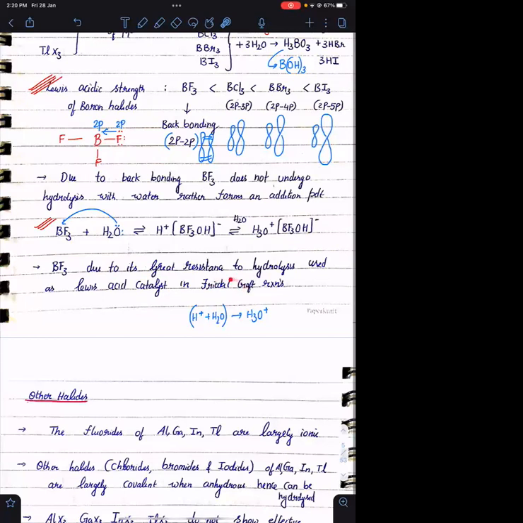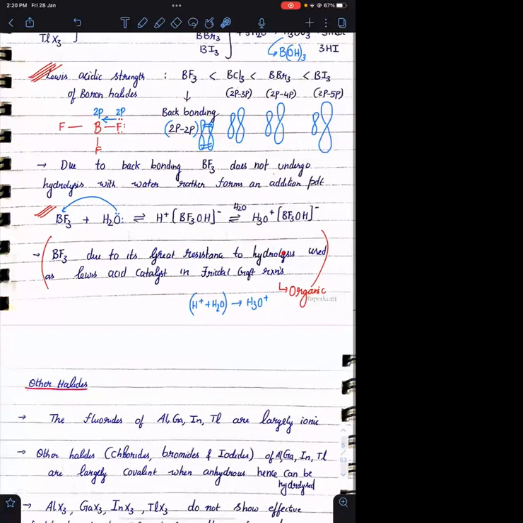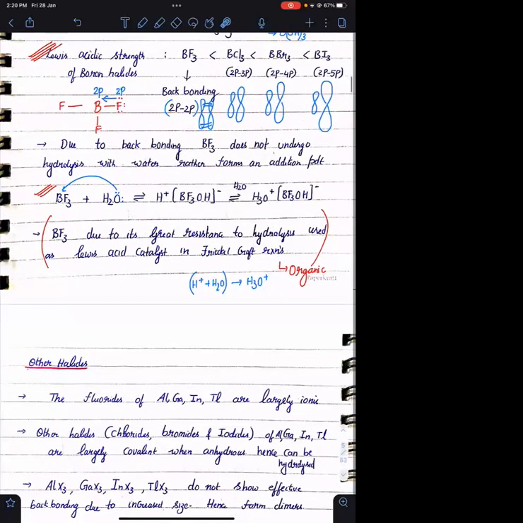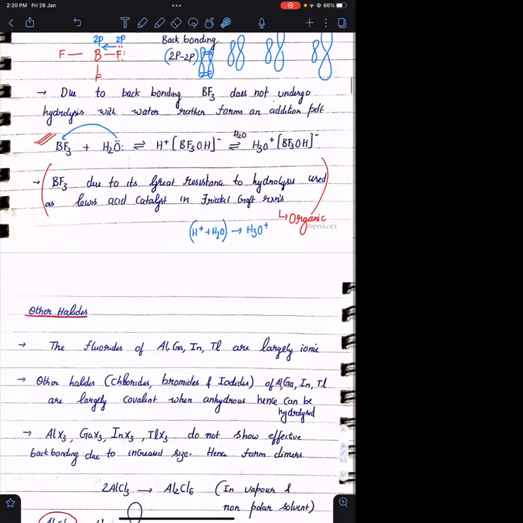Okay. BF3, due to its great resistance to hydrolysis, is used as a Lewis acid catalyst in Friedel-Crafts reaction. ये जो Friedel-Crafts reaction में Lewis acid catalyst करके कुछ तो दिया है. We will understand about this in organic. Organic में समझेंगे soon. From Feb we will be starting organic, तो वहाँ पे समझते हैं. Is that clear? Okay, it is used as a Lewis acid catalyst in Friedel-Crafts reactions. देखते हैं Friedel-Crafts reaction क्या है, बाद में.